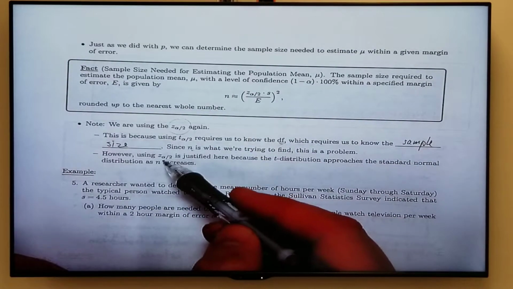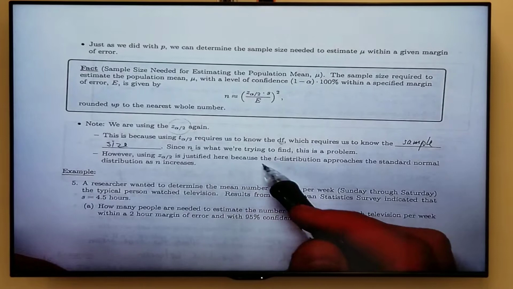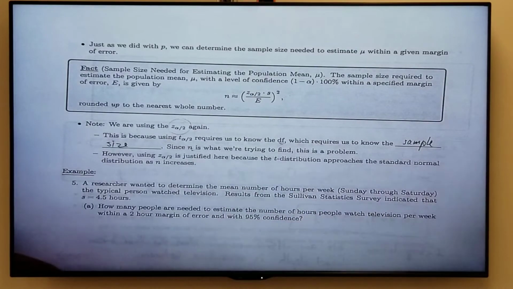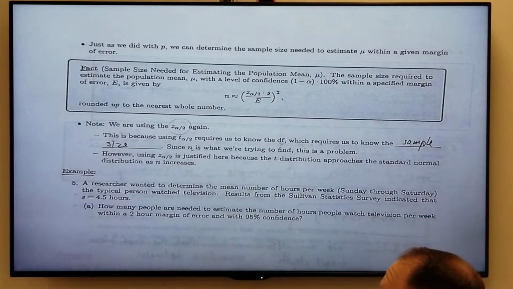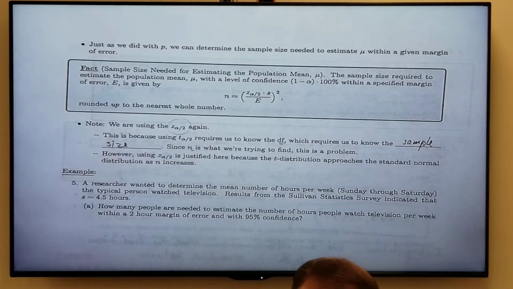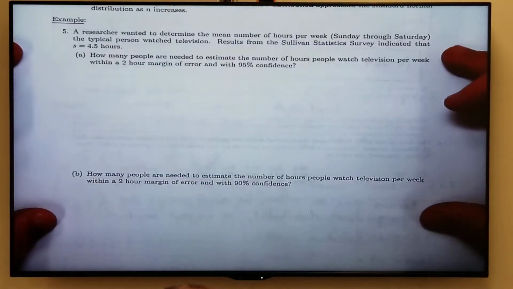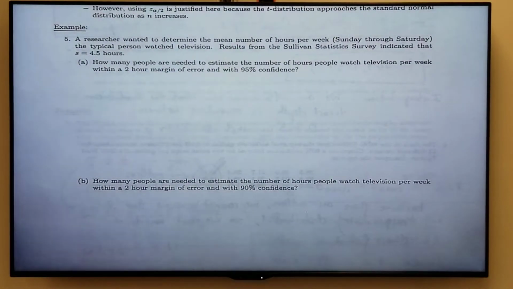However, the use of z sub alpha over 2 here is justified because the t-distribution approaches the standard normal distribution as n increases. So kind of built into this formula is the assurance that n will be large enough to justify the use of z sub alpha over 2 anyway. So let me give you a couple examples computing the sample size that you need.